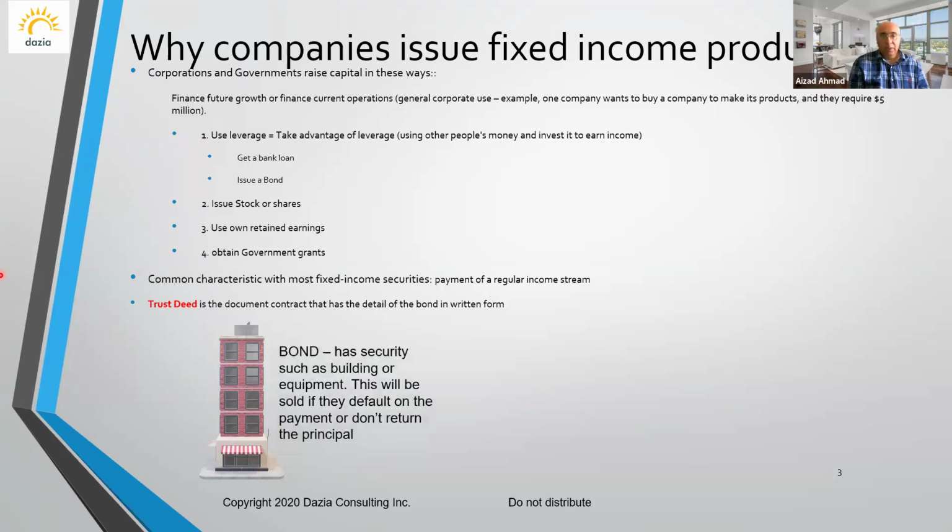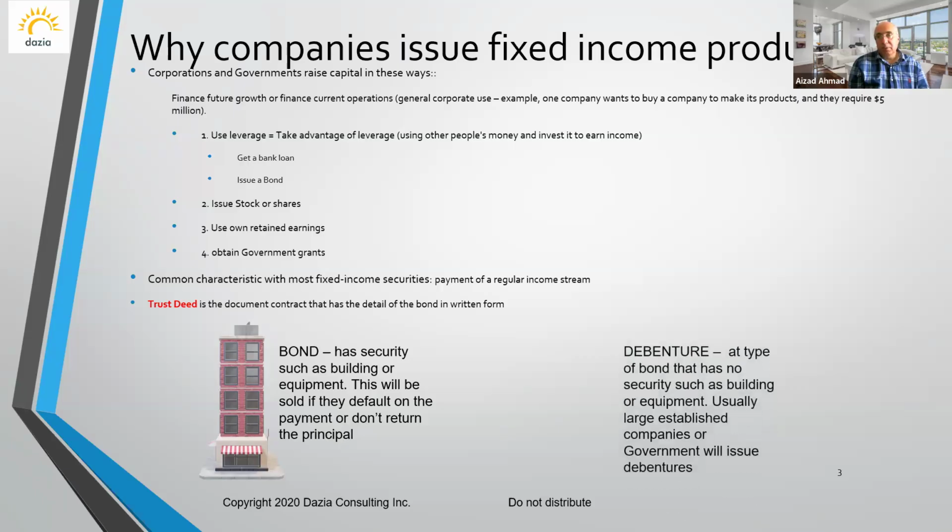So what is a bond? It is basically the company has a security such as a building or equipment, and they agree that this will be sold if the company defaults on the payment or they don't return the principal. They will say that, okay, if the company goes bankrupt, don't worry, we will return your money, we'll sell this building or we will sell this machinery and we'll give you back your money. So they give security by pledging something. It's just like a secured loan, right? So in this way, they are providing that to the investor.